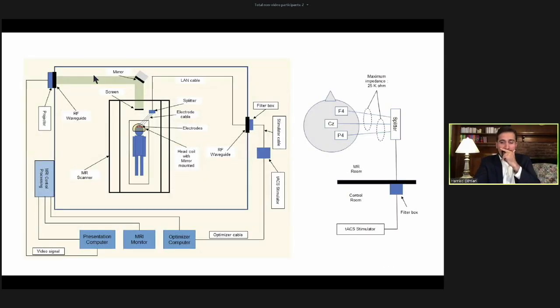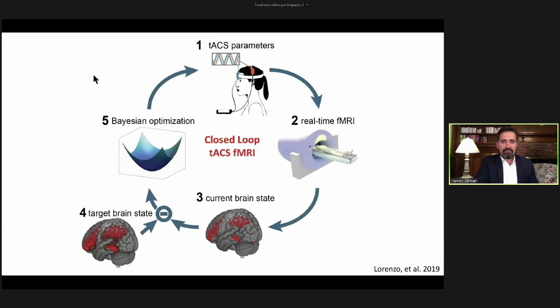We recently developed a new setup for concurrent electrical current stimulation inside the scanner, and we have done different testing recently. I was really skeptical in the first days, to be honest, but the results are much better than what we were expecting. So right now we are moving forward to what we call closed loop tACS-fMRI. We measure the connectivity between frontoparietal nodes, then we stimulate, and then we measure the connectivity again to find the optimum stimulation protocol.